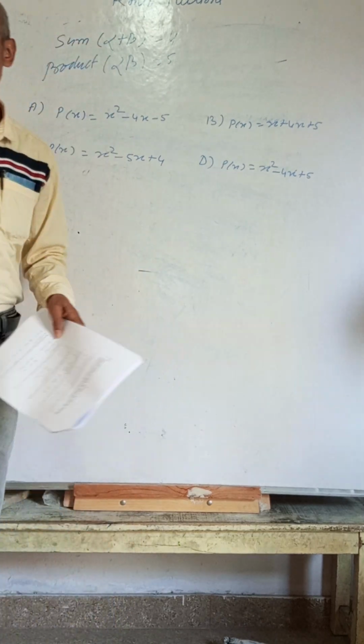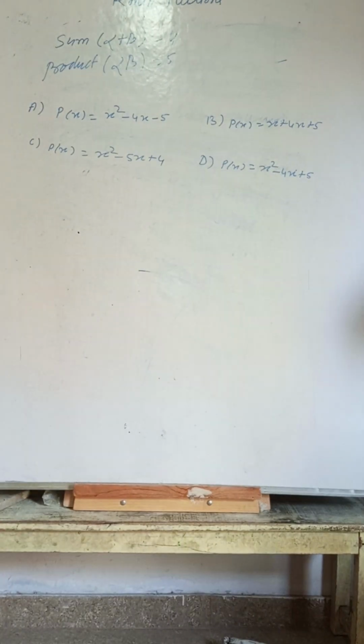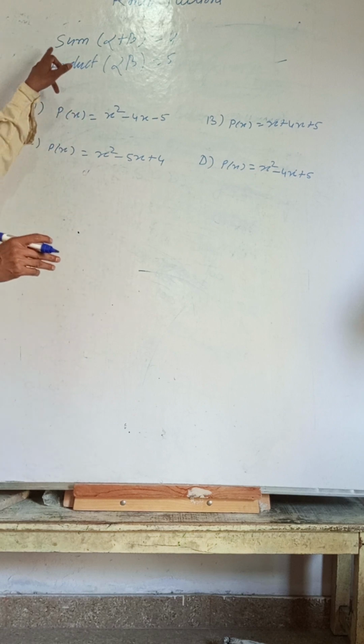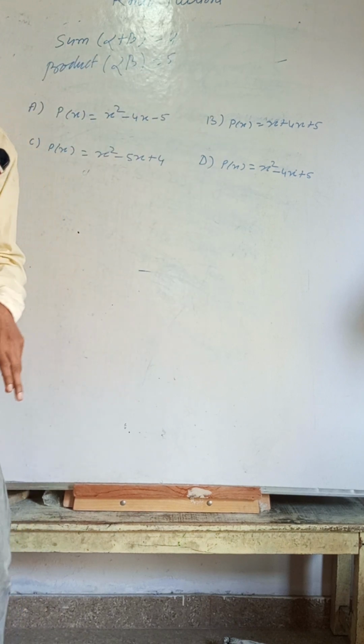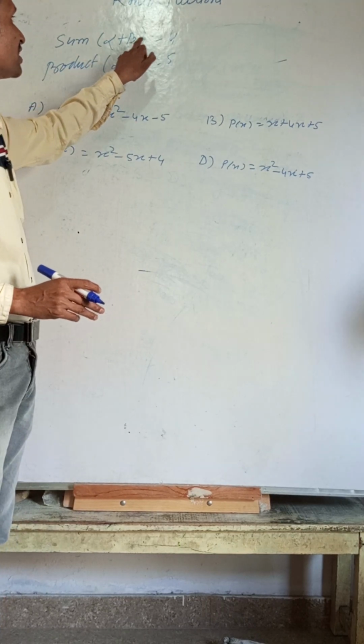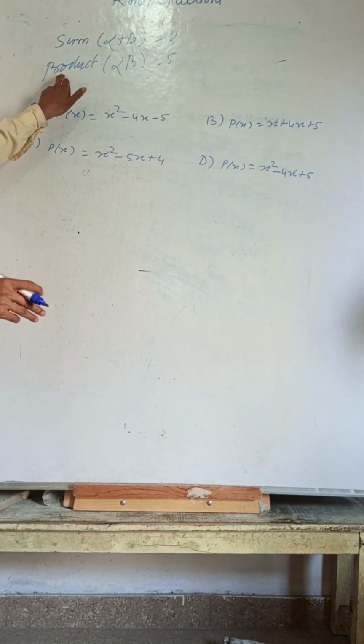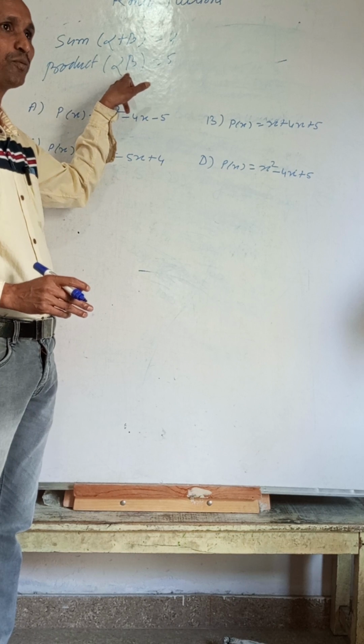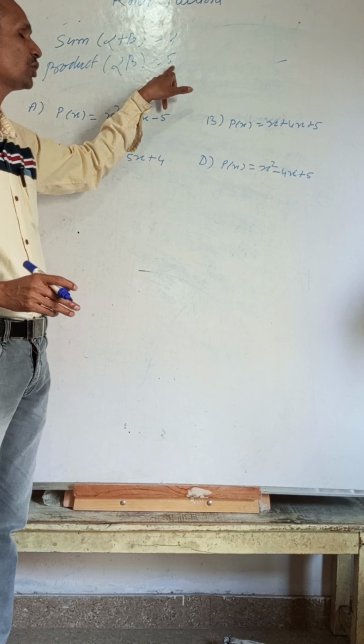Now we are going to find which is the correct answer. We know that to form a quadratic equation, the sum of the zeros, alpha and beta, alpha plus beta is equal to 4, given. The product of the two zeros, alpha beta, is equal to 5, given.